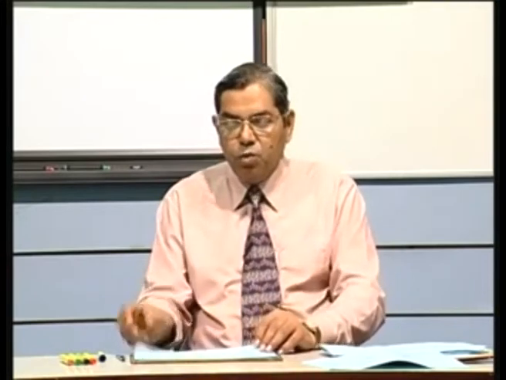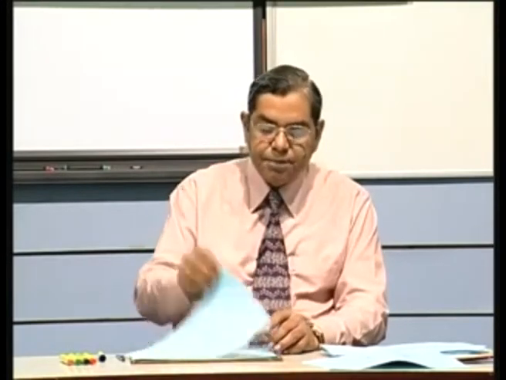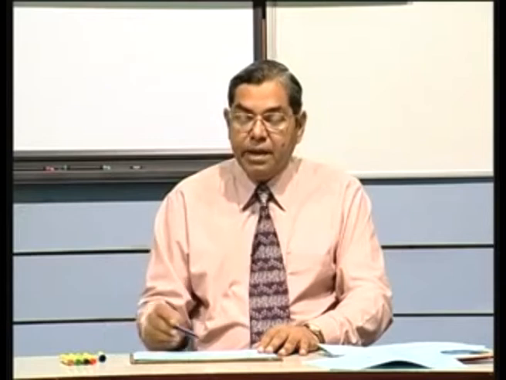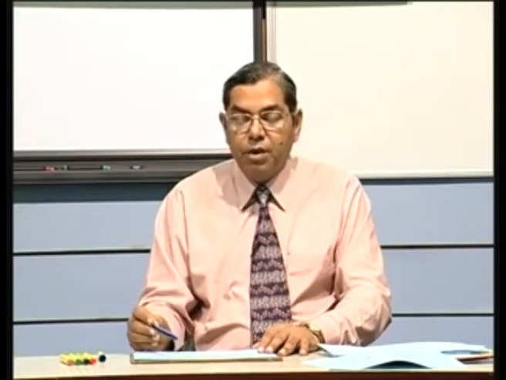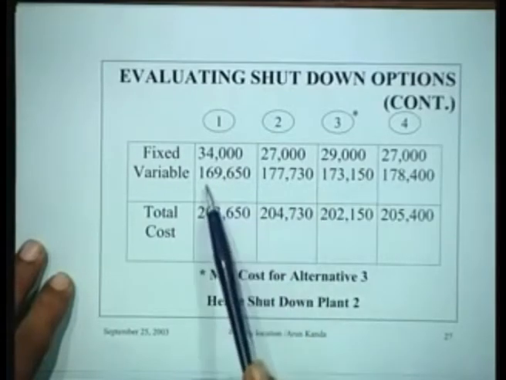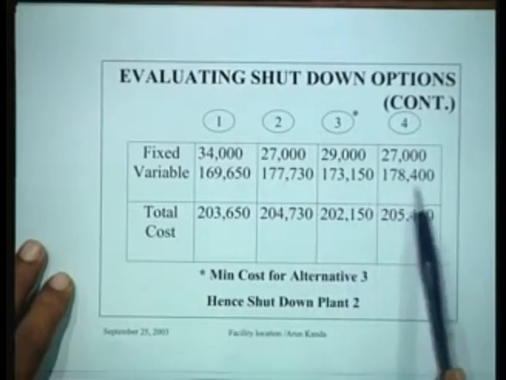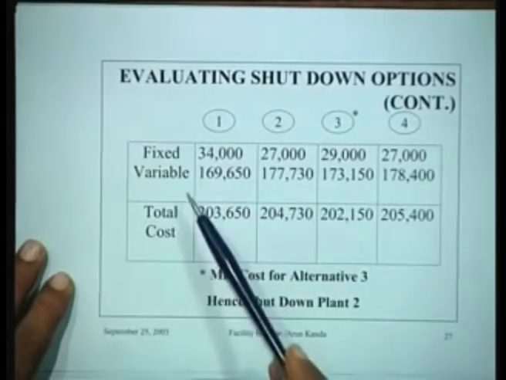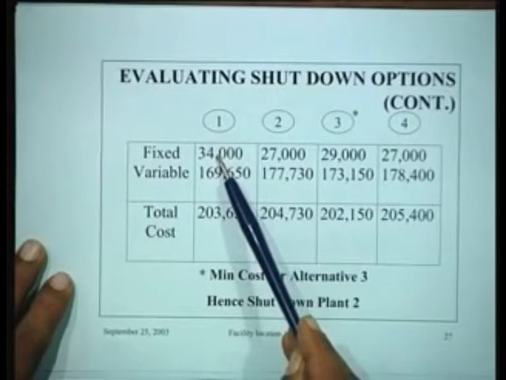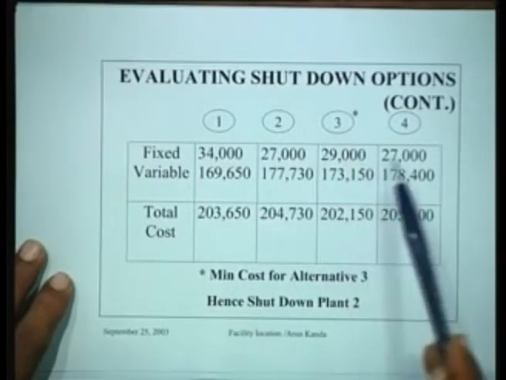So what we try to do is evaluate these shutdown options, and the significant thing to note here is that corresponding to these 4 options 1, 2, 3 and 4, we find that it is this cost which we have determined by the transportation model, the lower one, and then we can add the fixed cost corresponding to that one as the case may be.